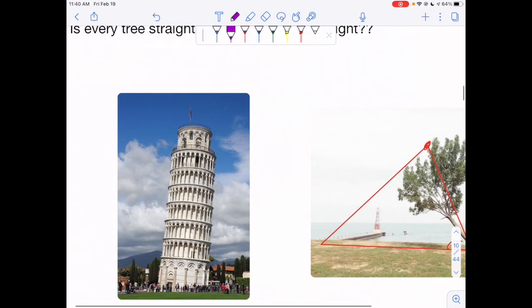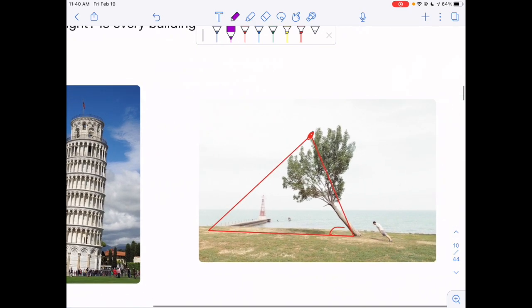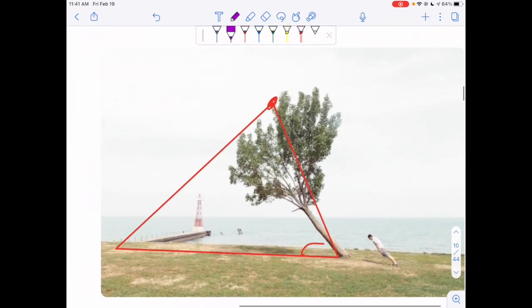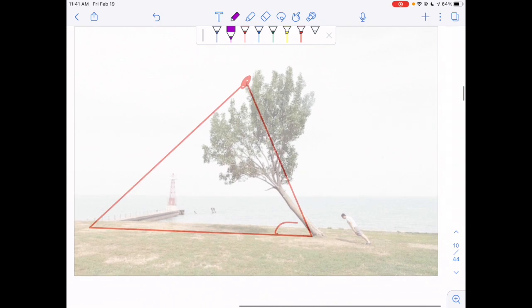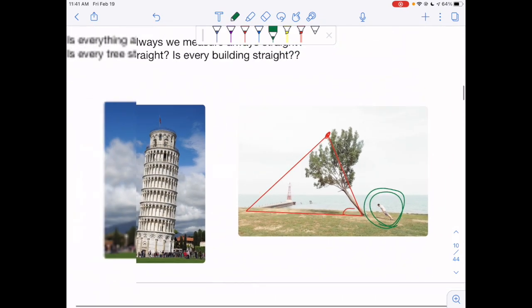You have the Tower of Pisa, I think. And then we have this crooked tree. And this is me at the beach a couple weeks ago, a little pale, working on my tan still.